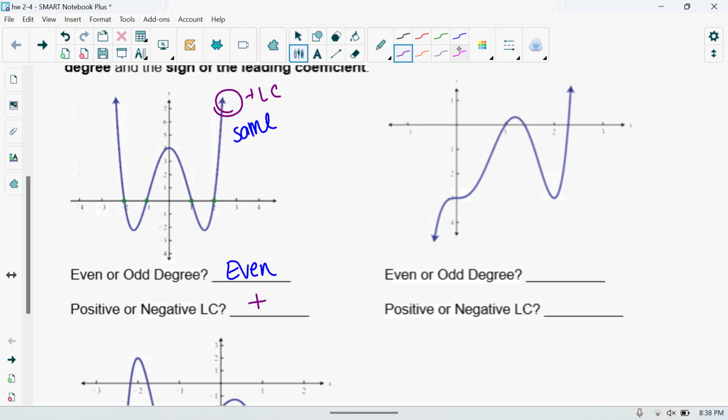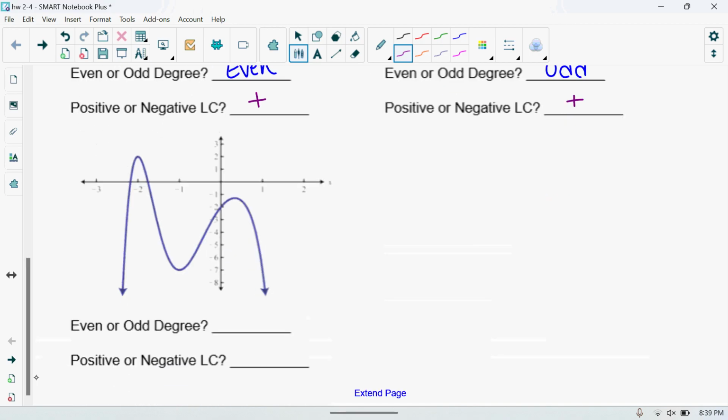My second one, my arrows point in opposite directions. So this would be an odd degree. My right arrow points up, so it is a positive leading coefficient. My last one, my arrows point in the same direction, so this would be an even degree polynomial. And my right arrow points down, so this would be a negative leading coefficient.